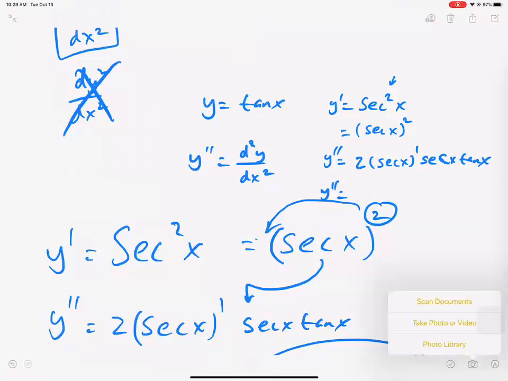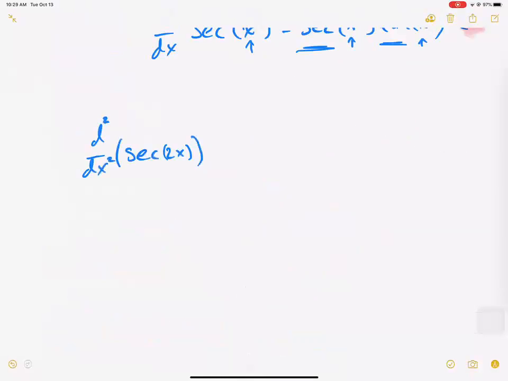So find the second derivative of secant 2x. Yeah, I know I keep freezing. My audio doesn't freeze anymore. Is my audio still freezing?